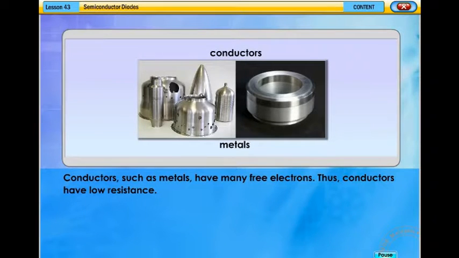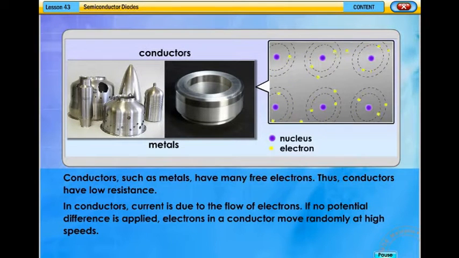Conductors such as metals have many free electrons. Thus, conductors have low resistance. In conductors, current is due to the flow of electrons. If no potential difference is applied, electrons in a conductor move randomly at high speeds.